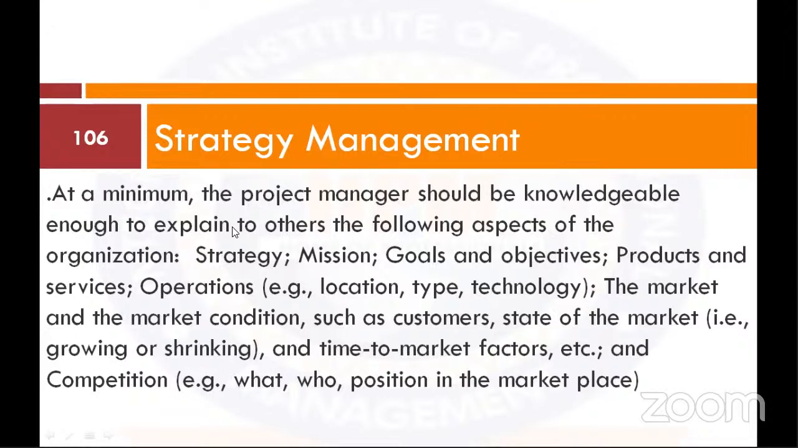So we need to be conscious of the kind of strategy we are using to arrive at our results. We need to be very, very conscious. So you need to establish your strategy, your mission, your goals, and your objectives, and then the expected products and services that you want to see at the end of the day. Then also establish your operations, the market and the market conditions, your customers, the state of the market, the time to market factors, and your competition. In strategy management, you need to check all of those things.